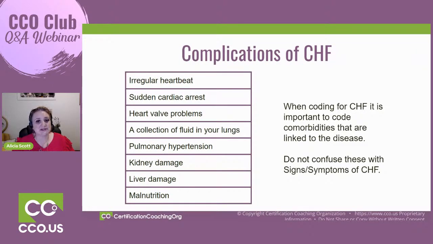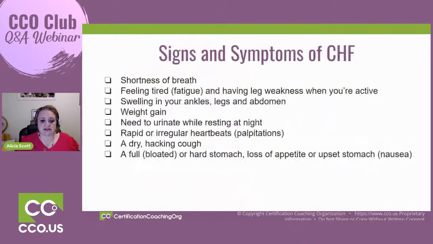Pulmonary hypertension is a very specific type of hypertension. Then there's kidney damage. We're going to talk about that relationship between the kidneys and the heart. Liver damage and malnutrition, all very common to see as complications of CHF.